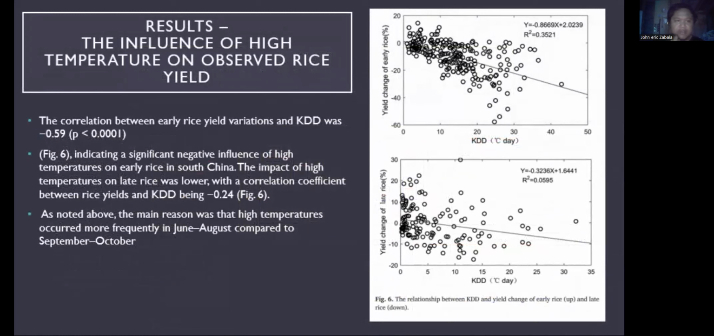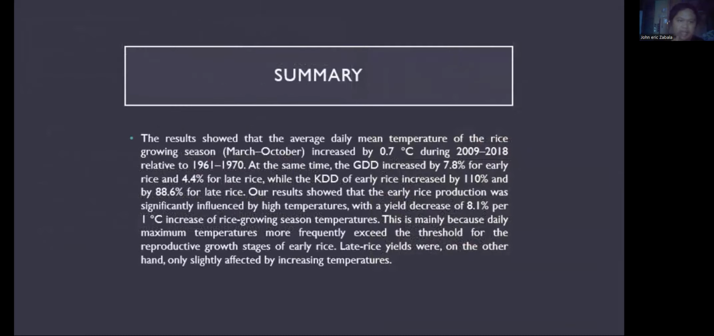And then the correlation between the early variations po of KDD. The table shows a significant negative influence of high temperatures on early rice in South China. The impact of high temperatures on late rice was lower with the correlation coefficient po. So yan yung data. So in summary, the results show that the average daily mean temperature of the rice growing season increased by 0.7 degrees Celsius from 2009 to 2018. Relative to the late rice, the KDD for early rice increased 110% and 88.6% for late rice. So mas affected po ang early rice nila.